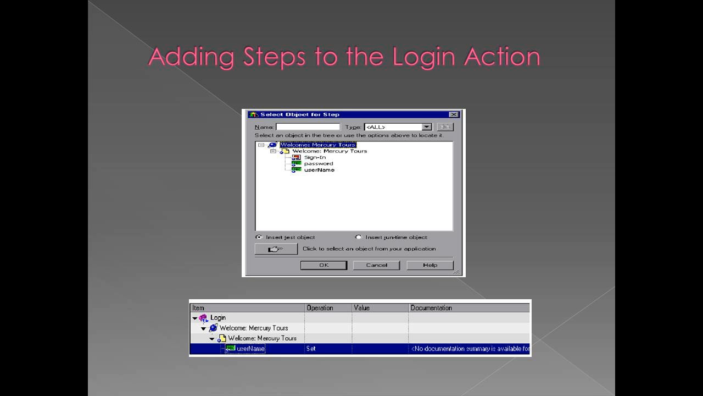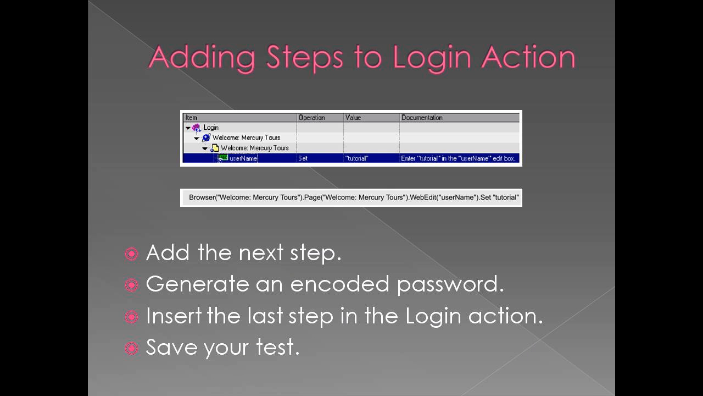In this step, the selected username web edit test object is added to the item cell. The default method, Set, is added to the operation cell, but no documentation is added to the documentation cell because the step is still missing a required value in the value cell. In the value cell, enter tutorial. Inserting this value completes the step. Documentation for the step in plain English is displayed in the documentation cell when you click another area in the keyword view. Click the Expert View tab to view the syntax of the step in VBScript.